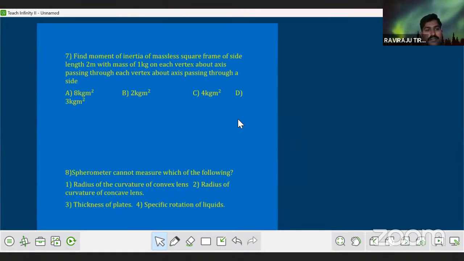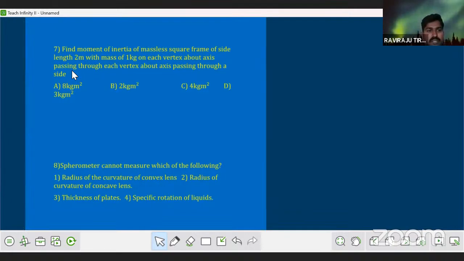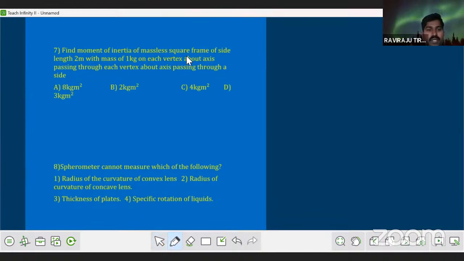Question number 7. Find moment of inertia of massless square frame of side length 2 meters with mass of 1 kg on each vertex about axis passing through each vertex. Sorry, there is a small mistake. It should be about axis passing through a side.